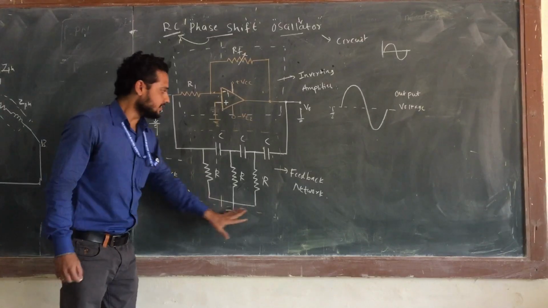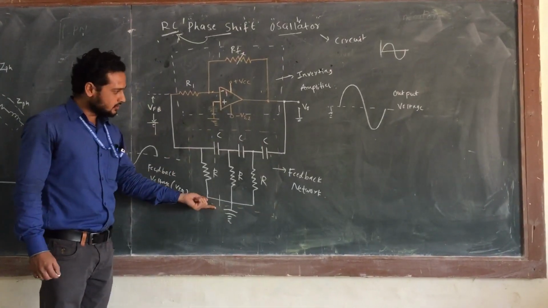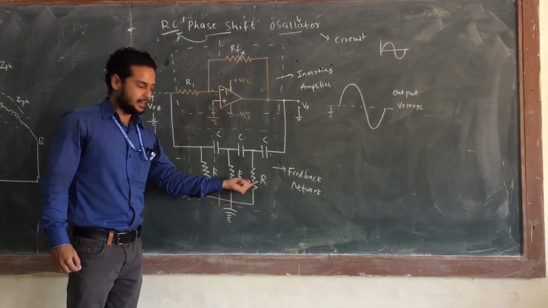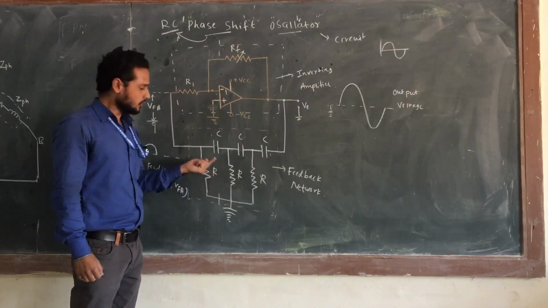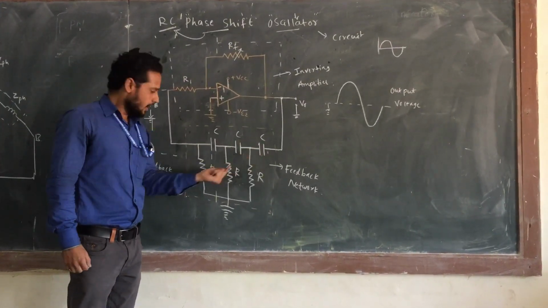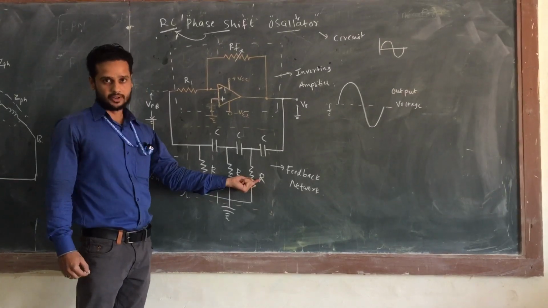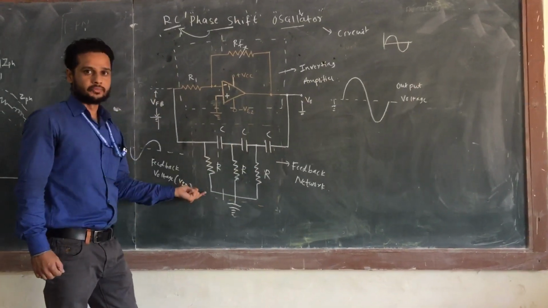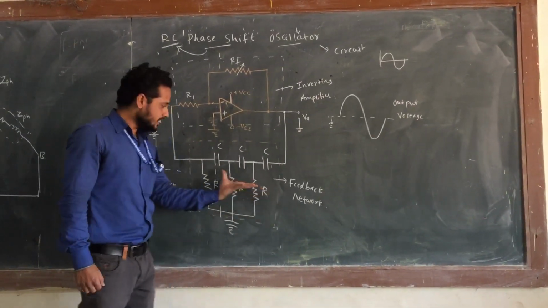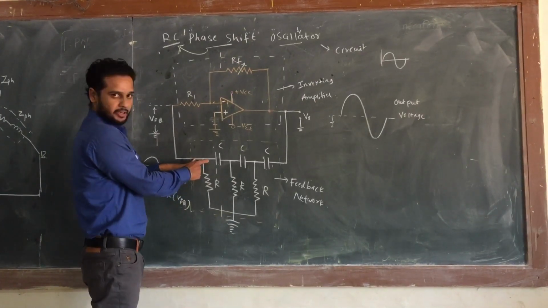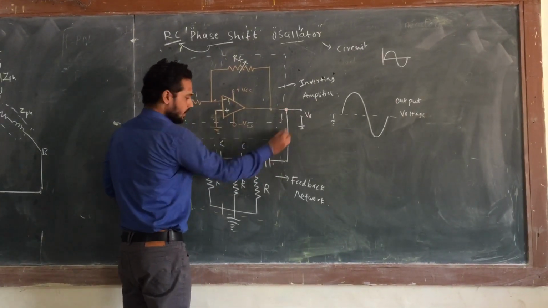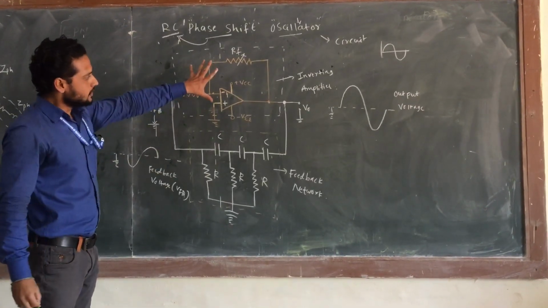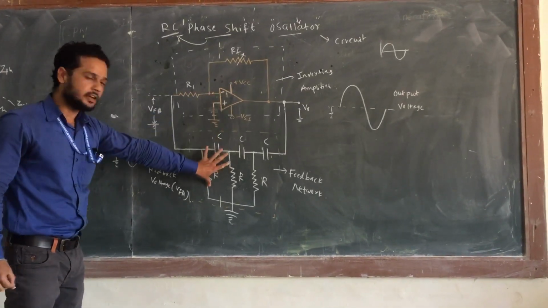Now you can see this is your feedback network, which consists of 3 capacitors and 3 resistors, and they must have equal values. That is, the values of all the capacitors must be equal and the values of all the resistors must be equal. These 3 capacitors and 3 resistors form the feedback network, or you can call it an RC network. This feedback network is connected between the output terminal of the op amp and the inverting input terminal of the op amp. So you are making use of the inverting amplifier configuration and this feedback network.